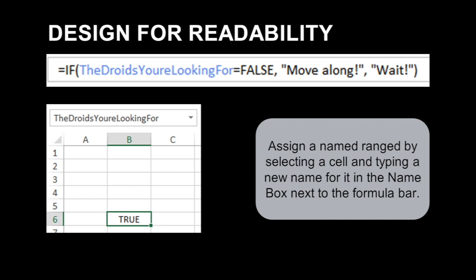Cell names should always reflect what you're trying to test. In this case, I've named it "the droids you're looking for," which hopefully some Star Wars fans will understand. But even if you're not a Star Wars fan, it's very clear what we're testing. Are these the droids we're looking for? If that equals true or if that equals false. Compare that to using cells and numbers where it's not clear. We know that an if is happening, we know some condition is happening, but there's no way for us to understand what's going on baked into the formula itself.